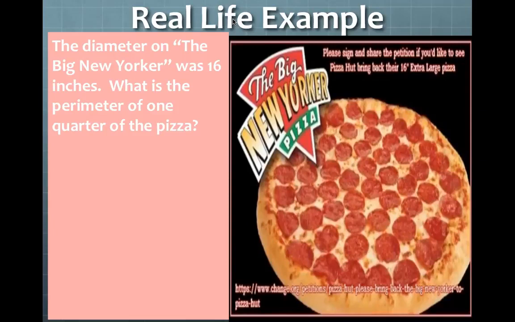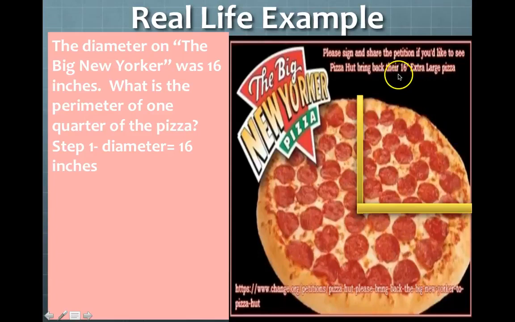But anyway, the diameter of the Big New Yorker from Pizza Hut was 16 inches. What would be the perimeter of 1/4 of that pizza? Well, let's find out. We know that the diameter is 16 inches. It's given in the information on the pizza. And the radius would be 8 inches, but that's irrelevant at this time. So diameter times pi. So the circumference of this pizza is 50.24 inches.